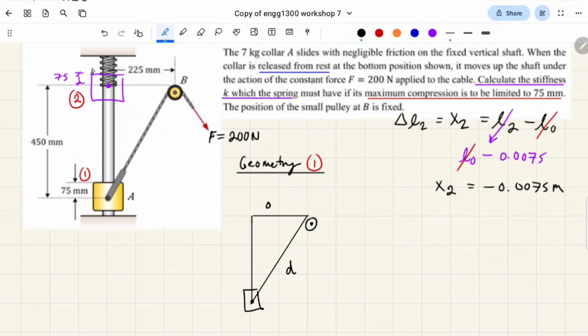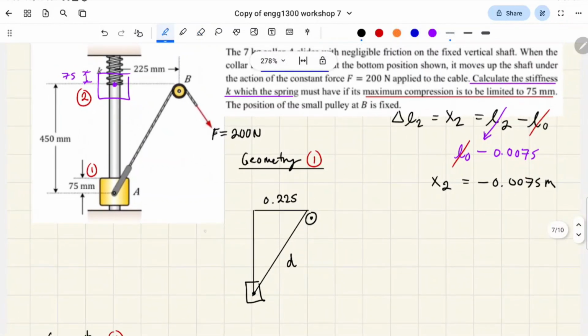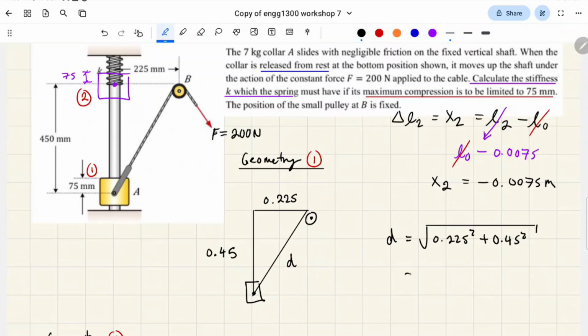And we know that based on the question, the geometry, we're given these lengths. But this is simply just Pythagoras, right? This D is going to be this, which is 0.503 meters. So we've just calculated the length of that part of the rope.